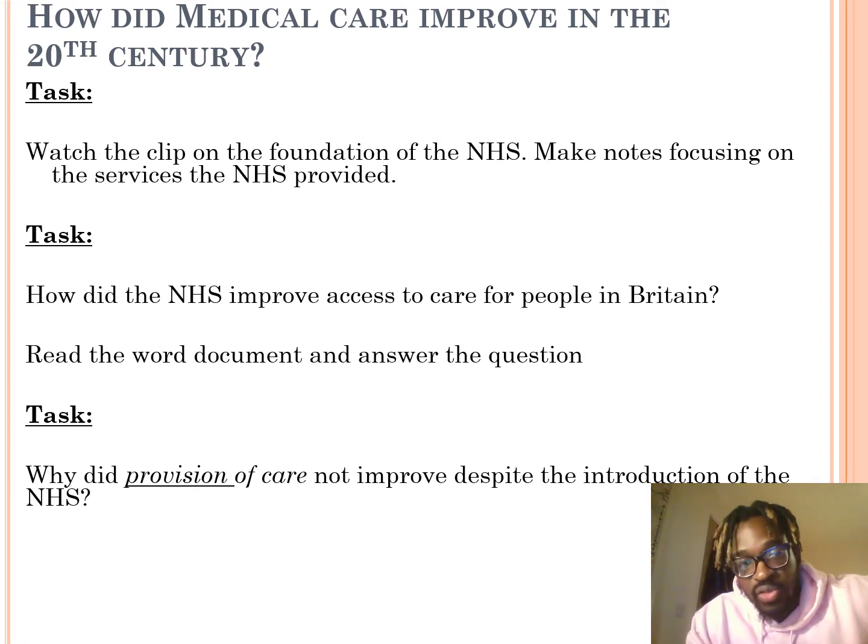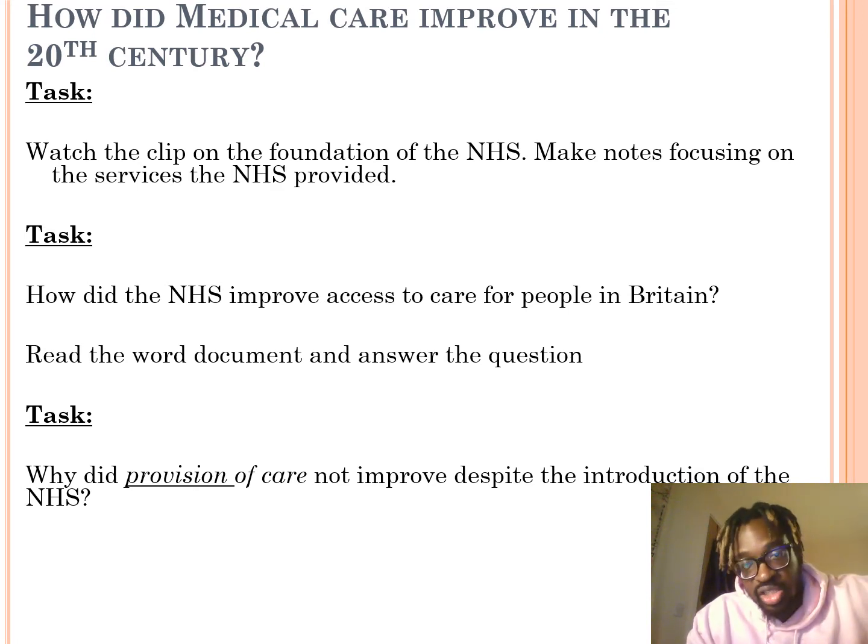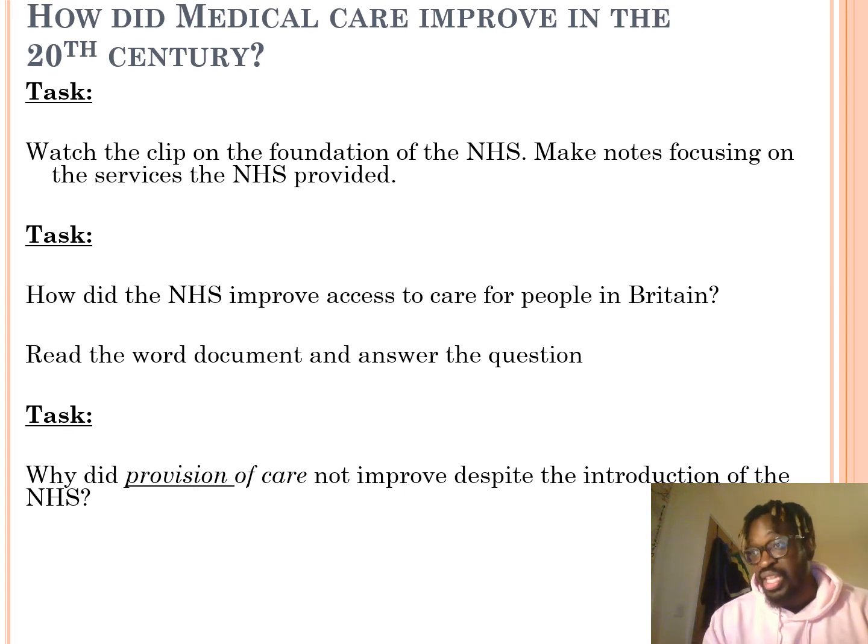When you've then done that, move to the last question. Why did provision of care not improve despite the introduction? Access is different to provision. Okay, so you can have access to stuff. I can have access to a hospital, but the number of hospitals that are around the country might be unbalanced, if that makes sense. So I'm saying, why did provision of care not improve despite the NHS being introduced into England? So how comes basically not everybody got things?